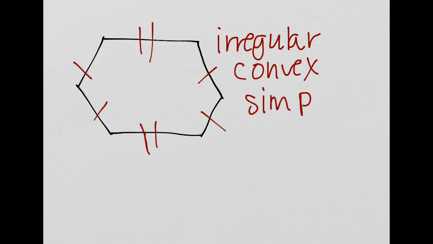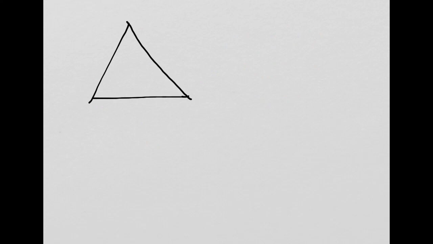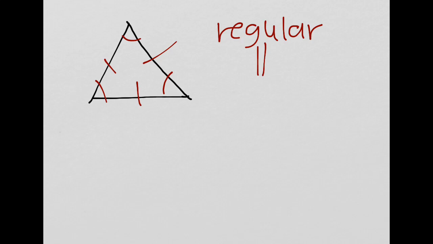Okay. Now let's look at the next one. Now I'm going to tell you that all the sides are the same and all the angles are the same. So this is regular. And we don't even need to check because we know that all regular polygons are convex. So is this simple or complex? Well, this is certainly simple.